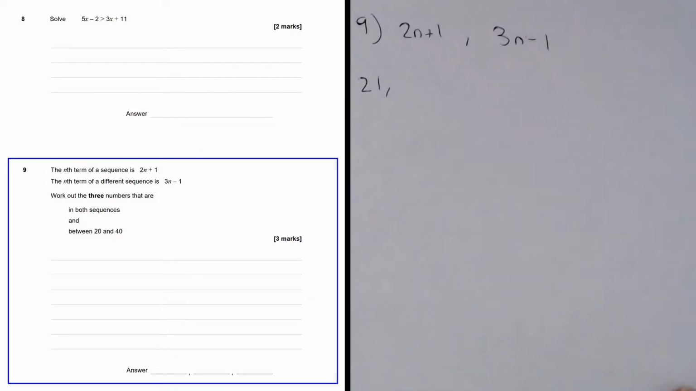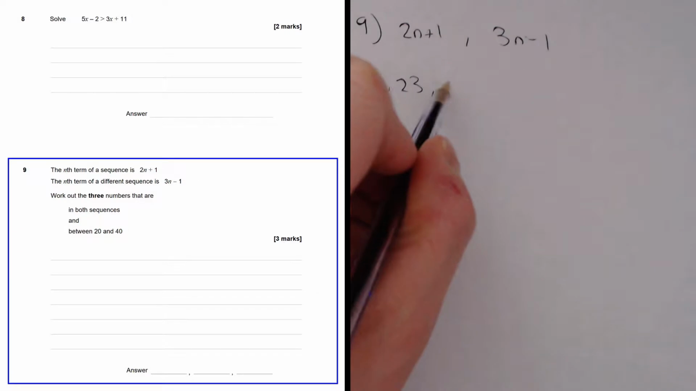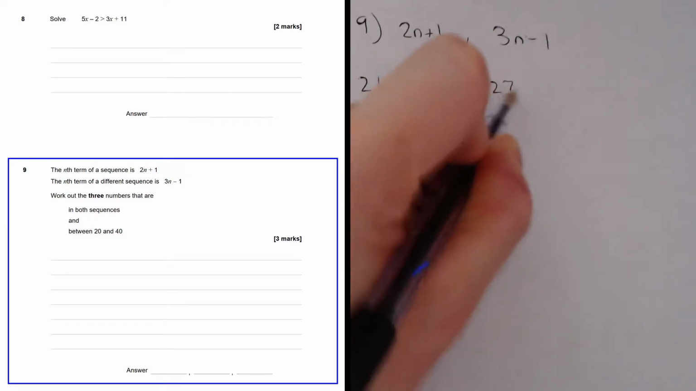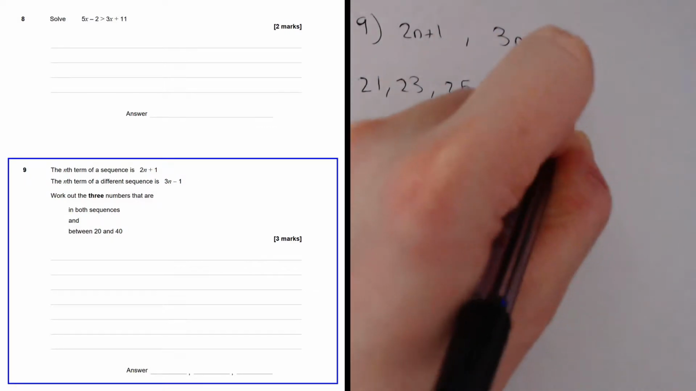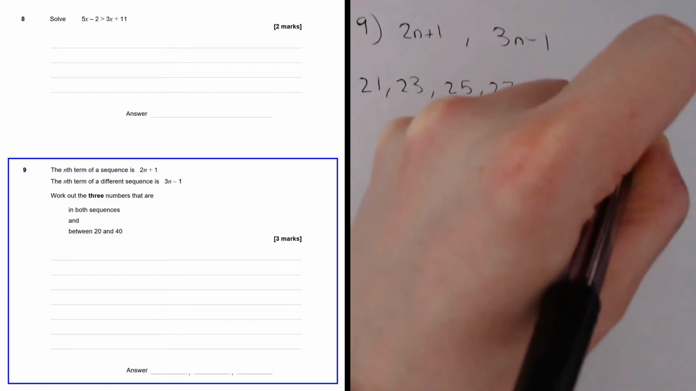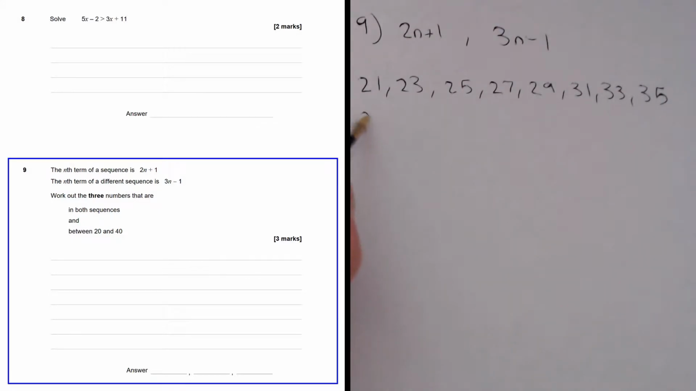Now let's try the next number, n is 11. Well, we're going to get 2 times 11, plus 1, which is 22 plus 1, which is 23. In fact, because we have a sequence where the coefficient of n is 2, we know that the difference in this sequence is 2, so we can just write down the list as follows: 23, 25, 27, 29, 31, 33, 35, 37, 39, and if we go any higher we're going to get greater than 40, so we'll leave it there.